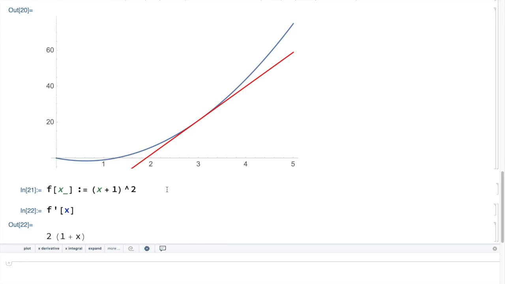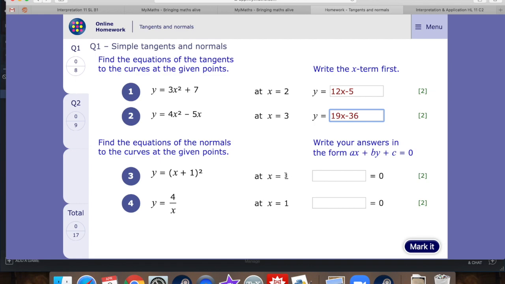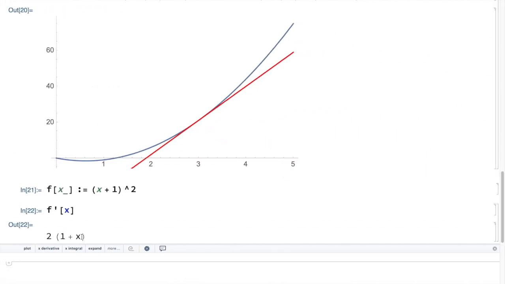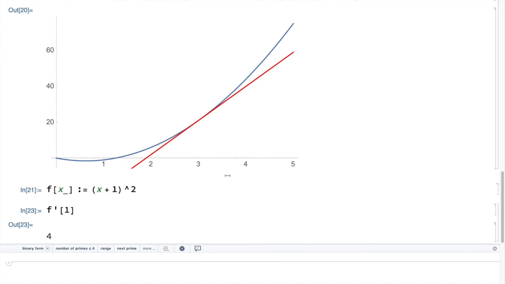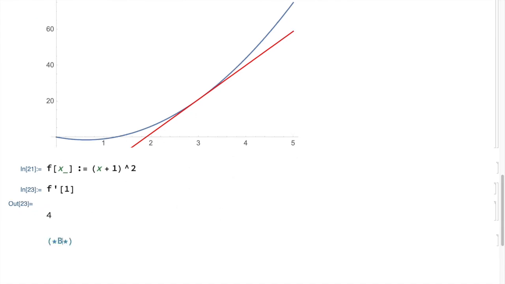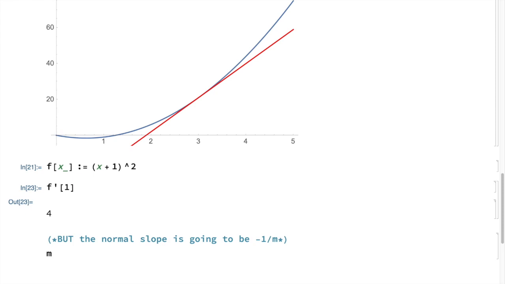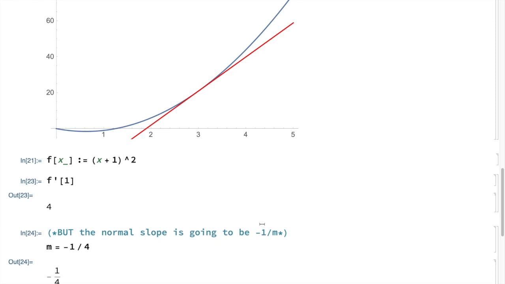And this is evaluated at x is equal to 1. So I just plug 1 into here, and I should get 2 times 1 plus 1, which is 2. So 2 times 2 is 4. And there you go. But the normal slope is going to be negative 1 over m. So I actually need to take the negative reciprocal of this. The slope is going to be m is equal to negative 1 over 4. It has to be that slope right there.